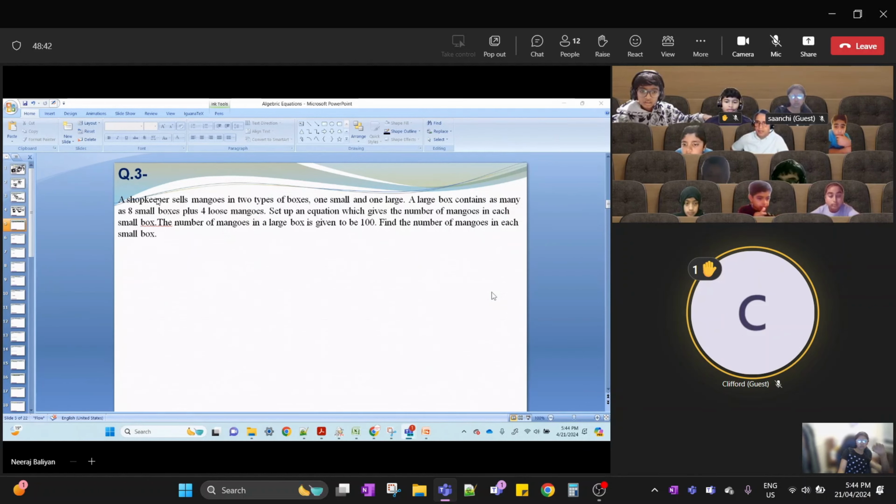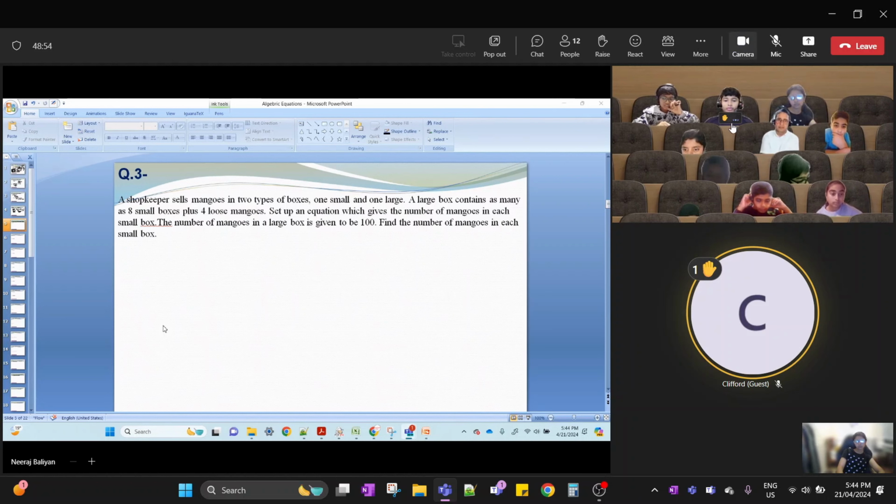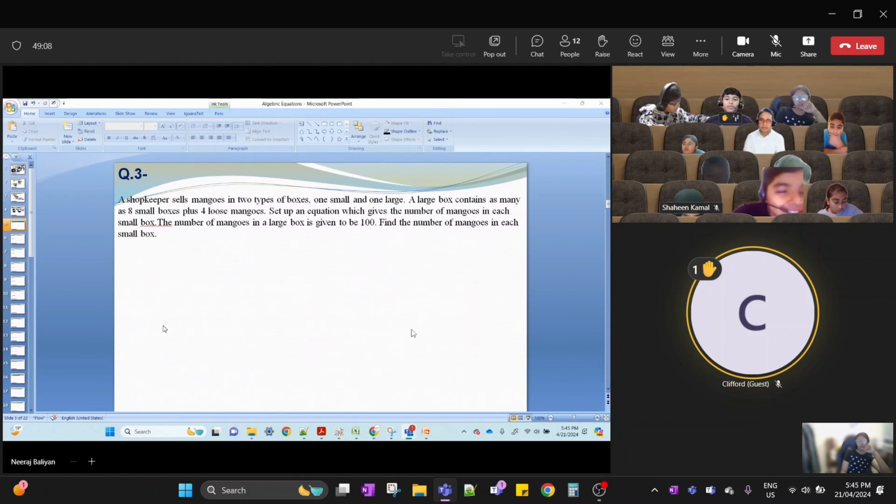Thank you. Here is question number 3. Who wants to give it a try? Yeah, Abhi. A shopkeeper sells mangoes in 2 types of boxes, one small and one large. A large box contains as many as 8 small boxes plus 4 loose mangoes. Set up an equation which gives the number of mangoes in each small box. The number of mangoes in a large box is given to be 100. Find the number of mangoes in each small box.